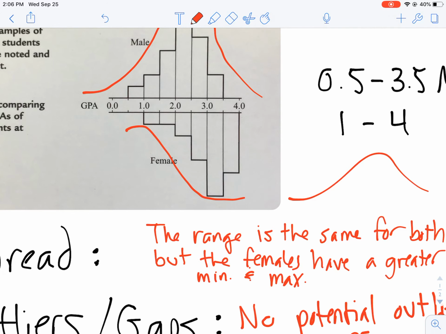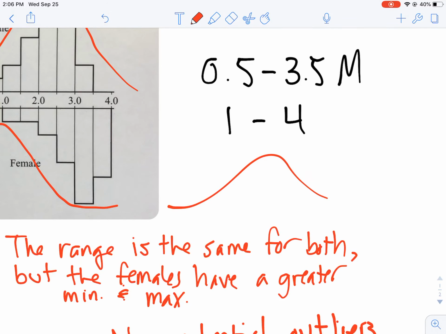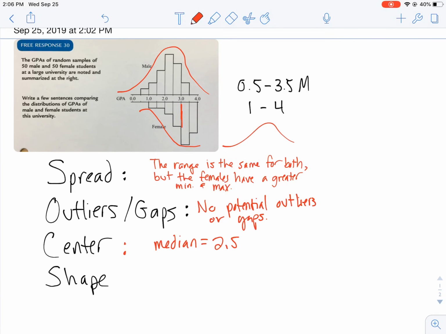If that's the case, now remember, the median's about your balancing point, or where you can find that halfway point. Where can I cut the area in half of this distribution? I'd say maybe right around here. So I could say the median for the females is about 3.0. And notice I'm not going to put equal, I'm going to put about equal for males. And then the median for the females is pretty close to 3-ish. So I will say females have a greater median.